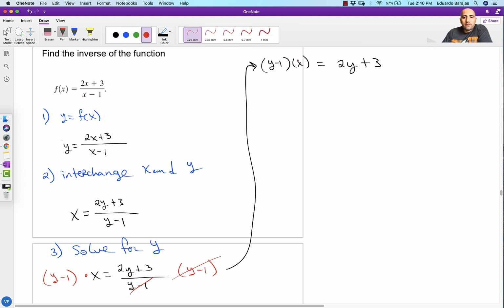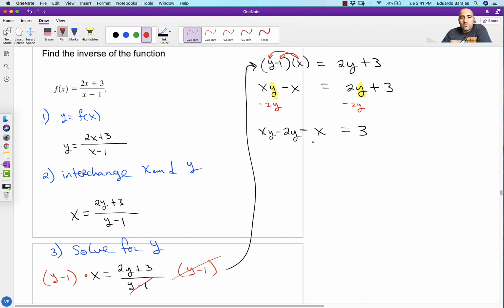Then we're going to distribute. And we end up with xy minus x equals 2y plus 3. Don't lose sight of the fact that our goal was to solve for y. Here are our y's. Let's put everything that has a y on one side of the equal sign, and everything that doesn't have a y on the other side. That way we can factor out a y and that'll help us get it. So I'm going to subtract 2y on this side, and 2y on this side. That'll give me xy minus 2y. They're not like terms, so I can't combine them. Minus x equals 3.